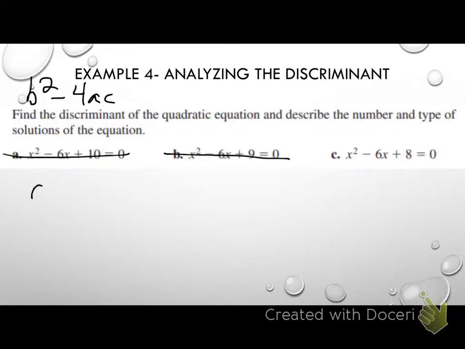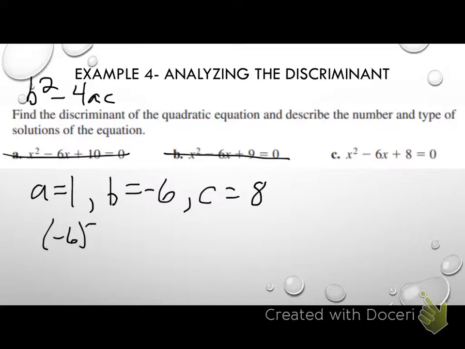What's my A value on C? 1. What's my B value on C? -6. They just like to use -6 for B, don't they? What's my C value? 8. Plugging those into b squared minus 4ac, I get -6 squared minus 4 times 1 times 8.